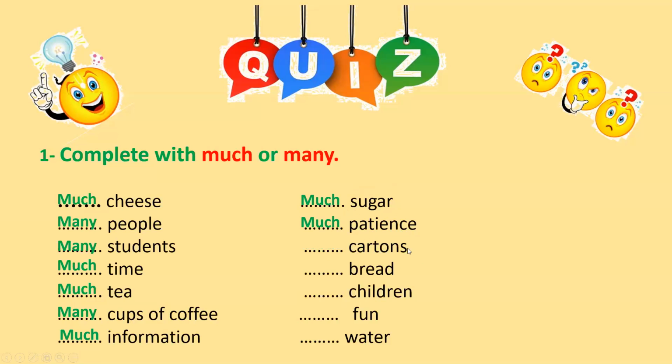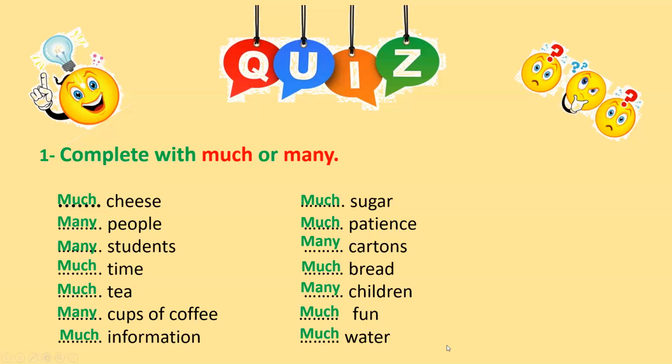Cartons, we say 1 carton, 10 cartons of milk, for example. So we put many cartons. Bread is an uncountable noun. So we put much bread. Children is an irregular plural. So we put many. Fun is an abstract noun. So we put much fun. Water is an uncountable noun. So we put much water. Well done.